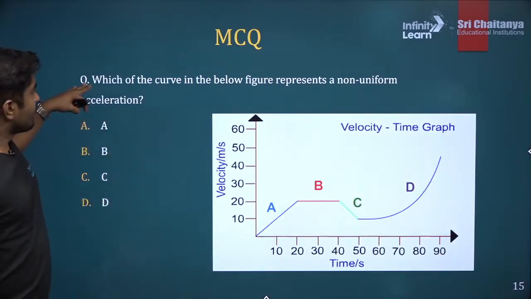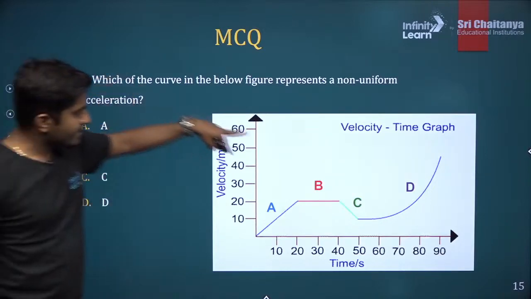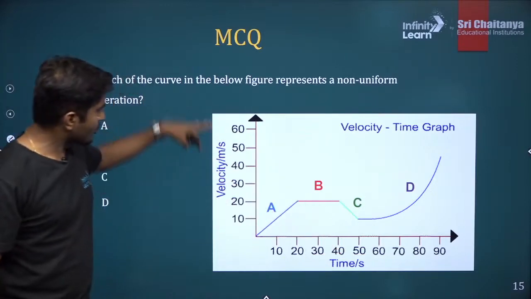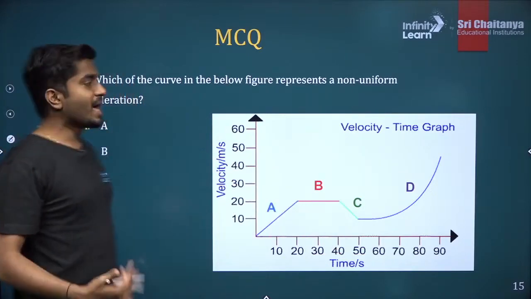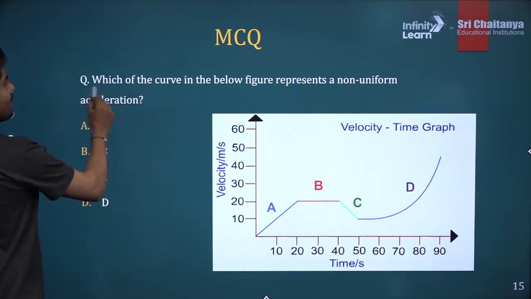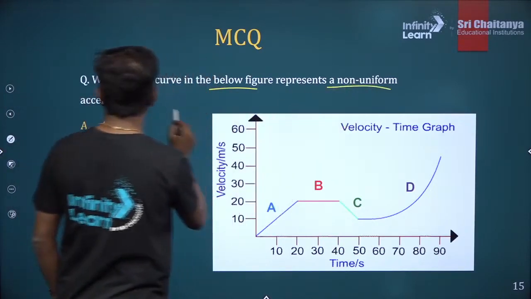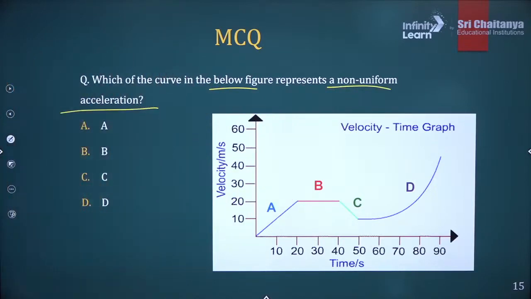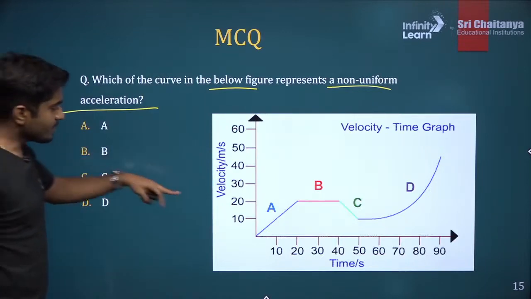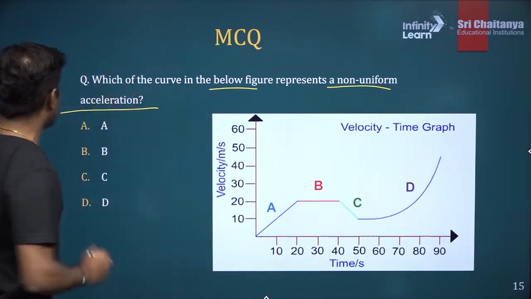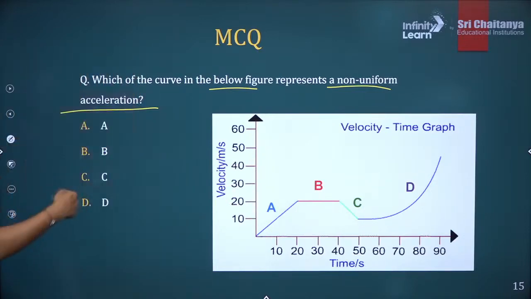Okay, so here we have a graph. There is a velocity versus time graph, and what we want to find out is which of the curves in the figure below represents a non-uniform acceleration. D, nice. Shweta and Rudraksh, nice, great. So okay, let's start with the easier one.